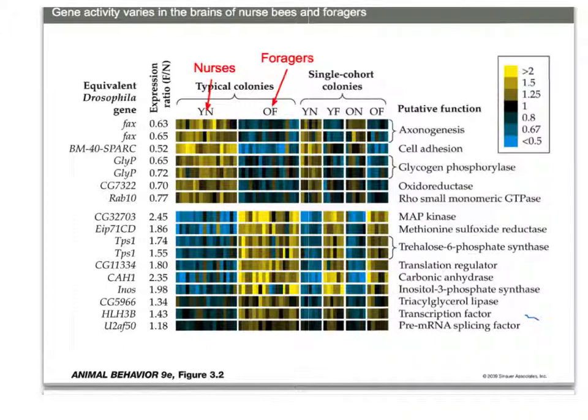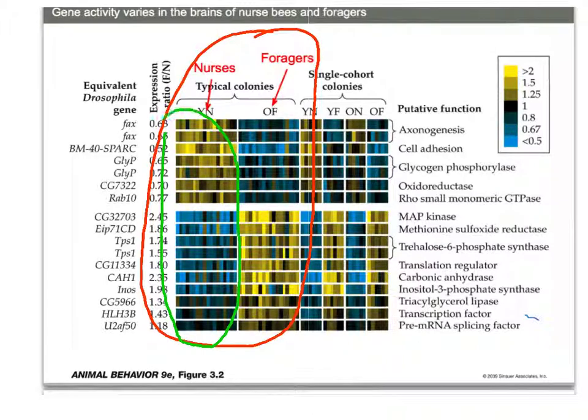But I basically want you to look at these two columns on the left here. I'm going to just kind of circle them. We're going to ignore the 4 little columns on the right. Those are the results of some interesting experiments that I don't have time to describe to you. But we have nurses along the left side here, right? And we have foragers on the right. But anyway, when we ask the question, do changes in genetic activity go along with this shift?